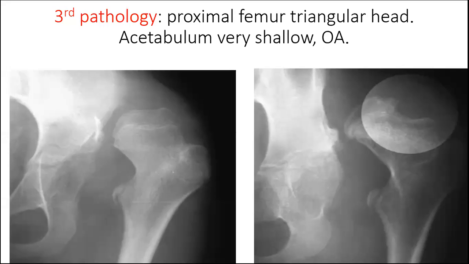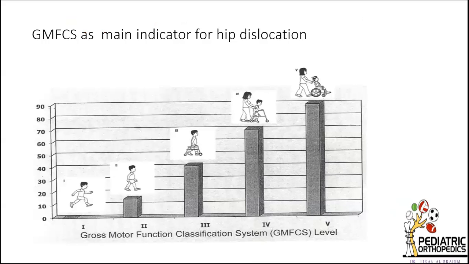Tertiary pathology is due to increasing wear of the cartilage and also arthritis, and a shallow acetabulum leads to a triangular proximal femoral head. We know the GMFCS, the Gross Motor Function Classification System. It is a main indicator for hip dislocation.